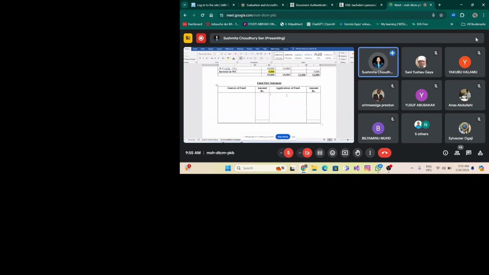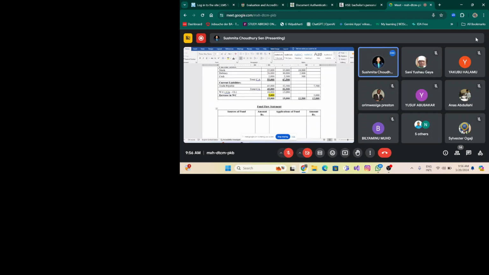On the right hand side, you need to jot down all the applications of funds, meaning where you must spend the money. And of course the total is going to be equal, because whatever money you have, you can spend that amount. It may not be more, or it should not be less than that. So we will start with this.